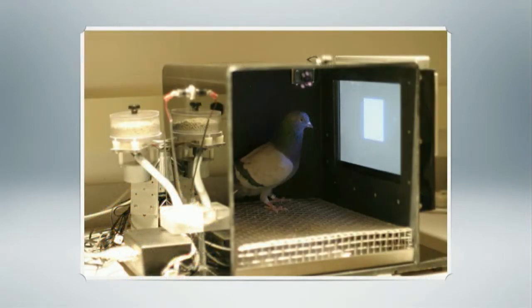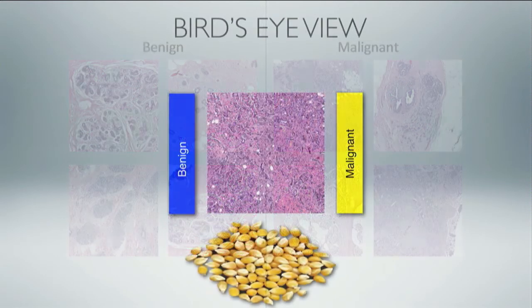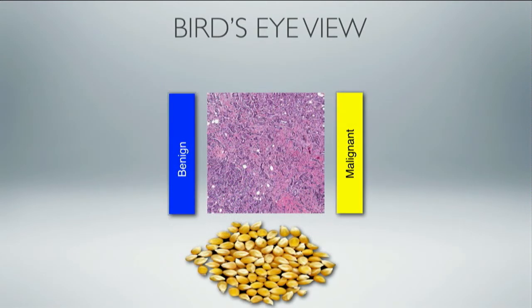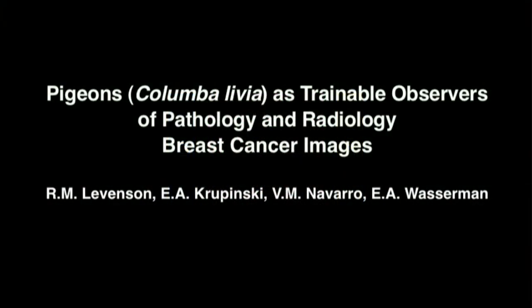All right, so here's the setup. We've got the pigeon, and we've got an image there, and we've got a bunch of pictures that are benign versus malignant, and the pigeon, if it hits the right button after looking at the image, is rewarded with some corn, and if it misses it, it doesn't get the corn. All right, so here is a little video that describes that process if you haven't already seen it, and this video has over 60,000 views so far on YouTube.